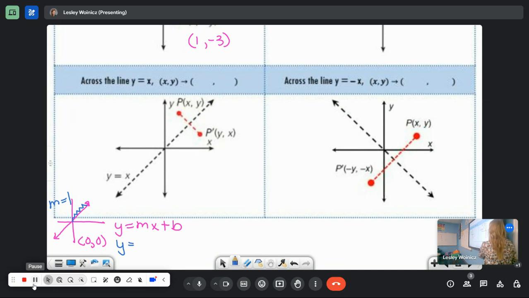So what's the m? 1. So if it's 1x, do I have to write the 1? Okay. And what's the b value? Okay, it's 0. If it's 0, do I have to write plus 0? That's our line, y equals x. So if the line is y equals x, what is the y-intercept? 0. Yeah, it goes through the origin. What is the slope? 1. Goes up 1, right 1, up 1, right 1, up 1, right 1. Everybody got it? Okay.